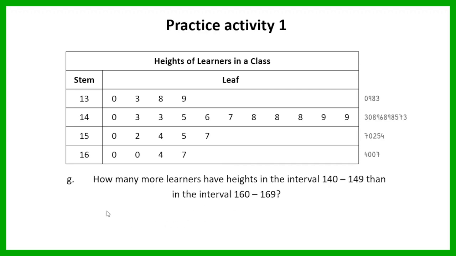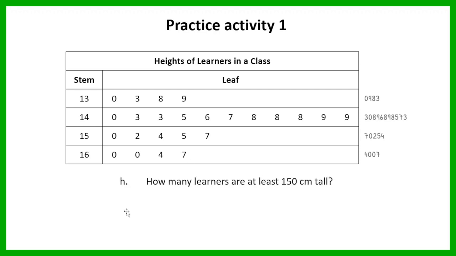Question G, how many more learners have heights in the interval 140 to 149 than in the interval 160 to 169? So first we need to go and find out how many there are in this interval, the 140s interval. So that's 1, 2, 3, 4, 5, 6, 7, 8, 9, 10, 11. So I've got 11 in this interval. Now I need to find out how many there are in the 160s interval. That's this one over here. 1, 2, 3, 4. So I'm subtracting 4 to find out the difference between them, to find out how many more this one is than that. And that gives you 7 learners. So this one has 7 more learners than that.